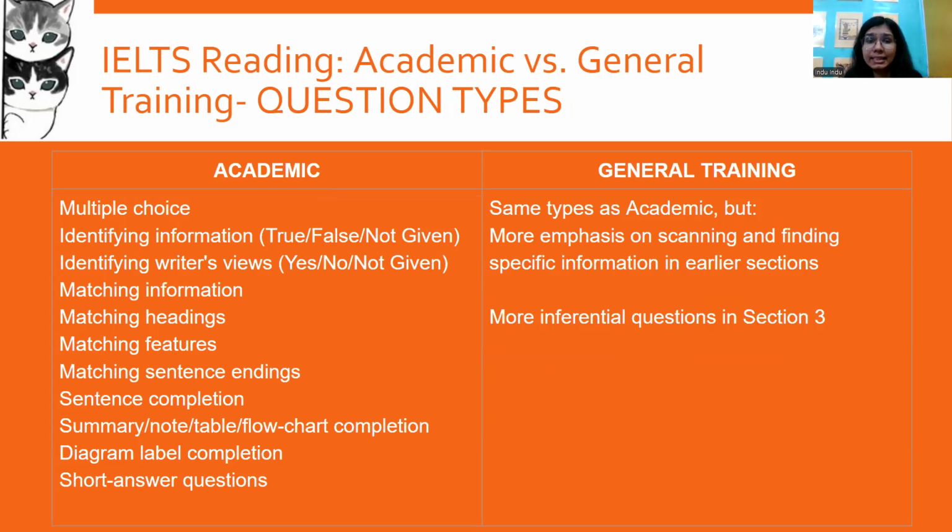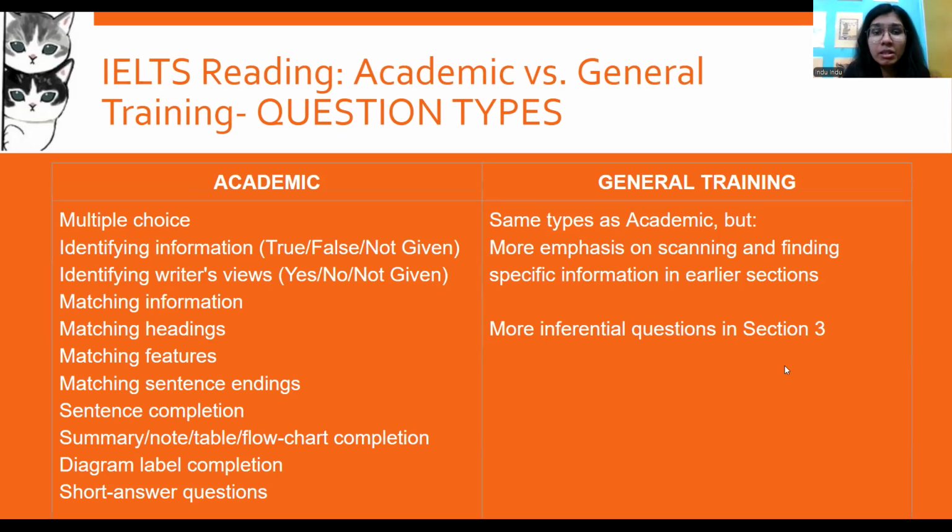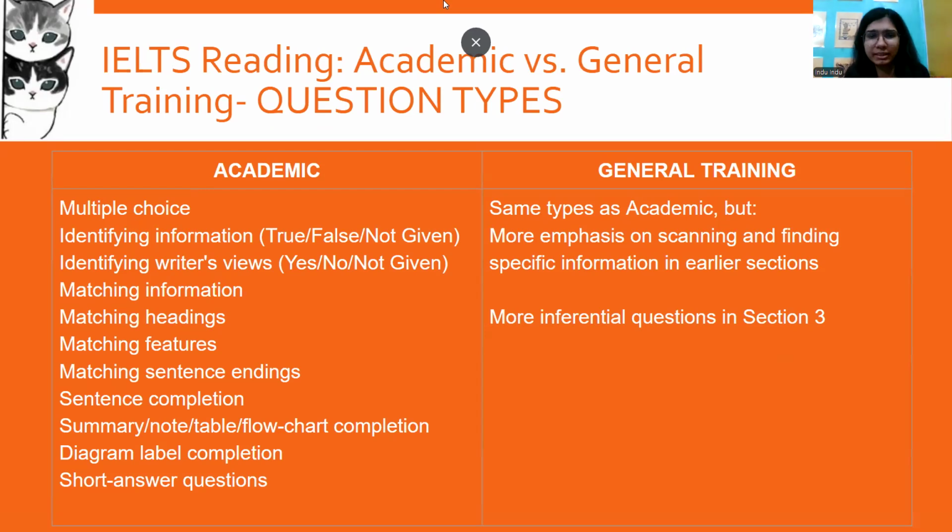The academic reading test uses a variety of question types. They range from multiple choice and true and false questions to more complex tasks like matching headings and completing diagrams and whatnot. The general training section also uses similar types of questions as academic. However, there's more emphasis on scanning and finding specific information in earlier sections, with more inferential questions in section 3.